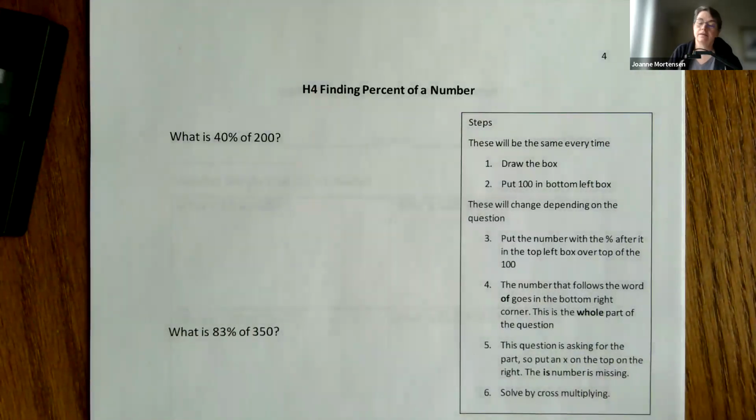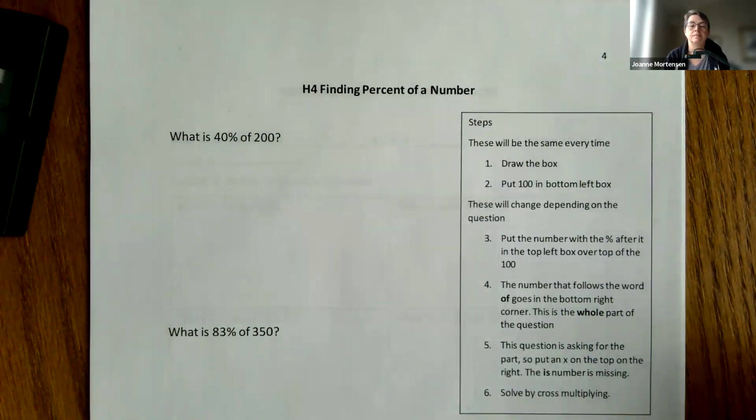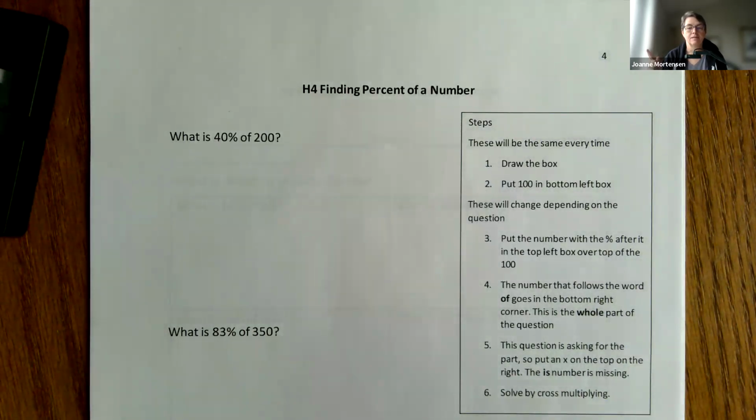Anyway, hi. This is video H4, finding percent of a number. If you use the magic box method that I learned from a friend, not going to deny, a friend of mine taught me how to do it, you will become the master of percents and you will not struggle about what number goes where anymore. And I think it's a beautiful thing.